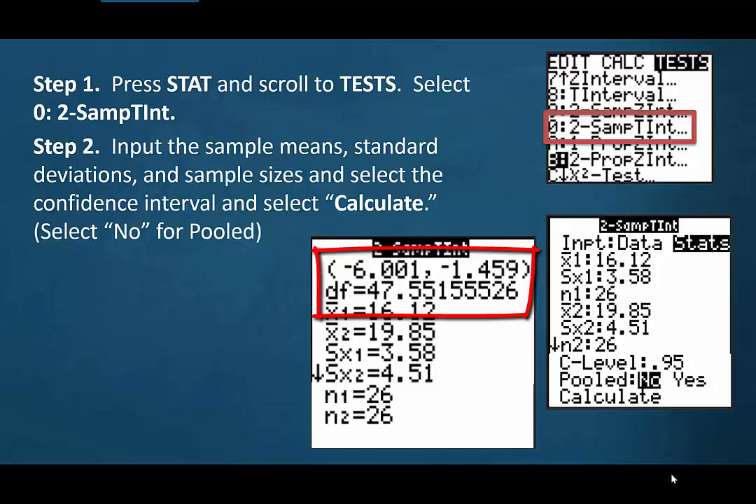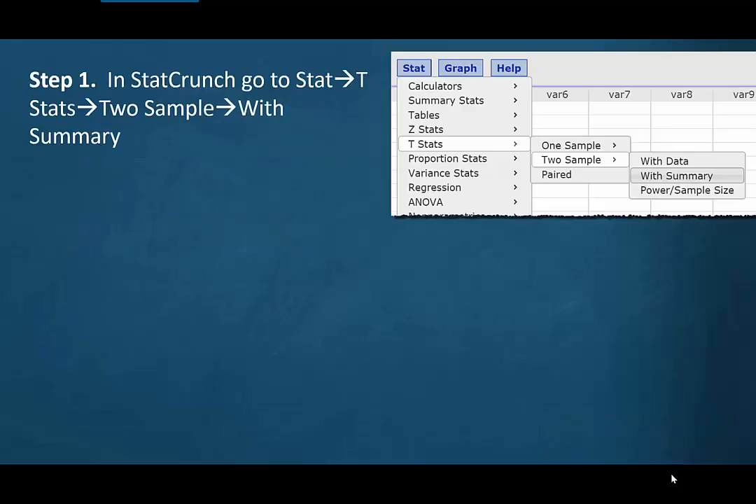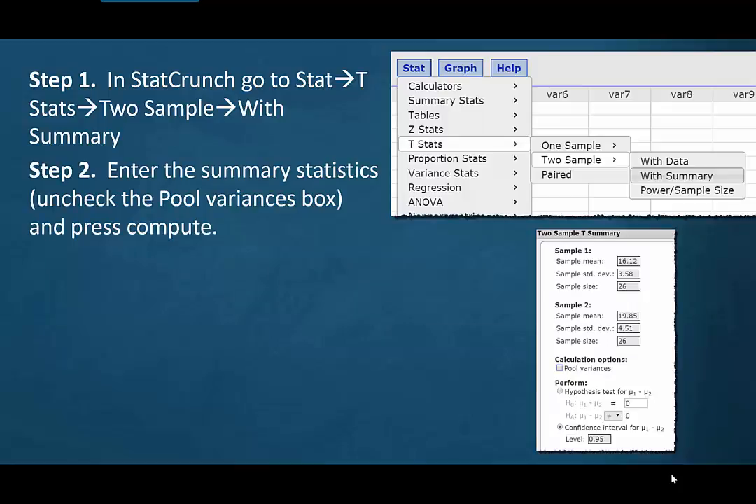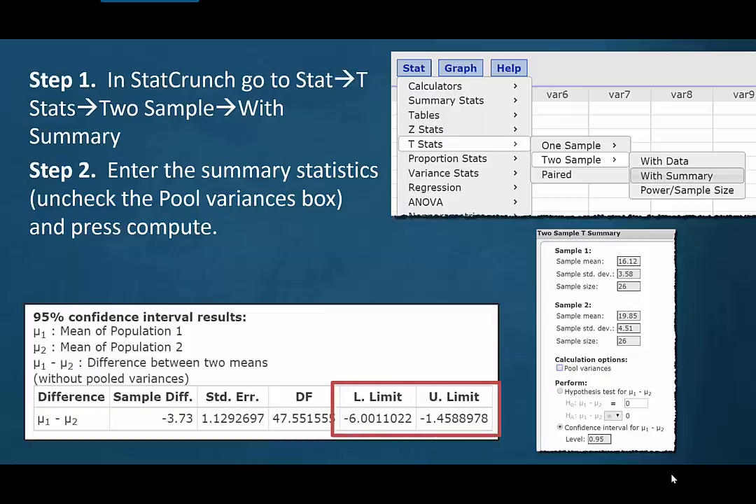So when doing this on the AP using technology, be sure to name the procedure, 2SampleT interval, and give the interval and give the degrees of freedom, give the DF. Make sure you select No for pooled. In StatCrunch, go to Stat, T-Stat, 2Sample with summary. Enter the summary statistics and uncheck the pool variance box and press Compute. And we get the same thing that we did when we used the TI.